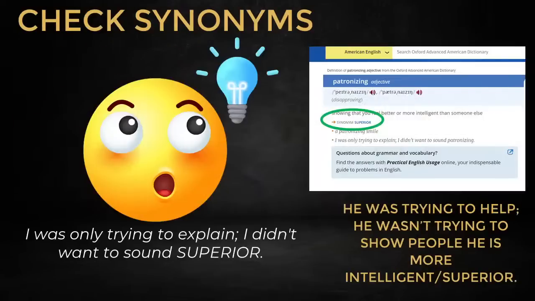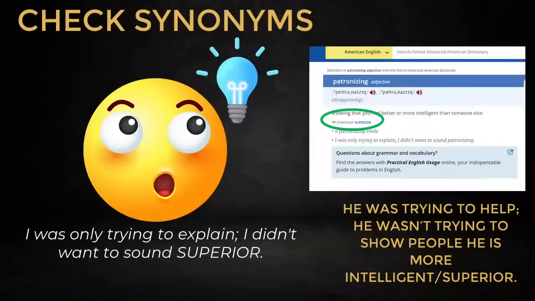Check the synonym. Good dictionaries will often give you a synonym, especially if it's a verb or an adjective, okay? Sometimes a noun. They give synonyms. What is a synonym? It's a similar word. So they often show similar words. Let's take a look at the word they give. Maybe you can't read it, okay? So I'm going to tell you what it is. Superior. So a synonym for patronizing is superior.